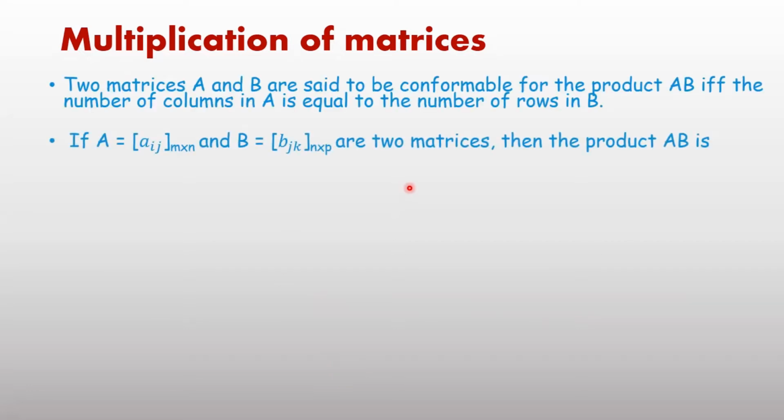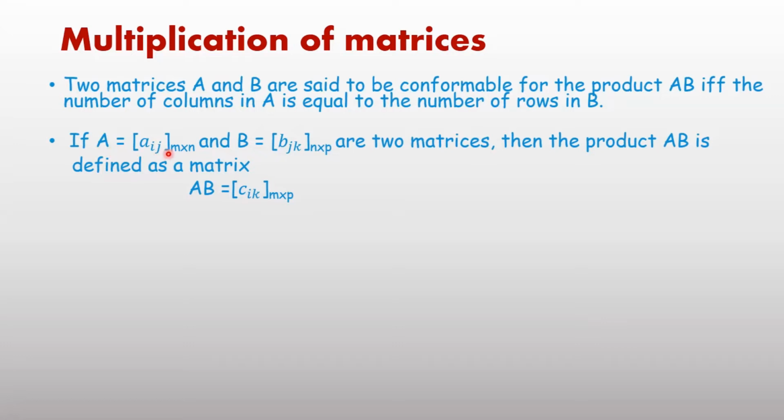Next, which is very important topic in this chapter, multiplication of matrices. If two matrices given and we want to multiply, there are some conditions you have to remember before matrix multiplication. First, to find product AB, matrix multiplication is possible if and only if number of columns in A is equal to number of rows in B.